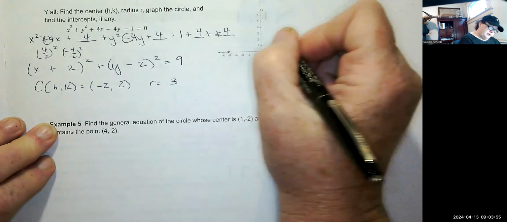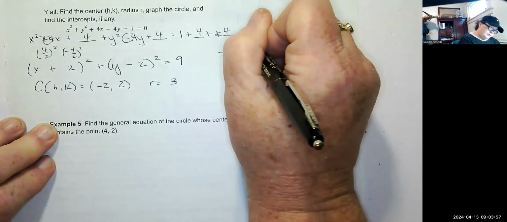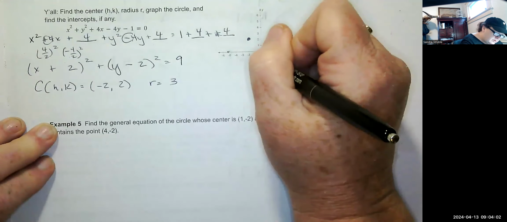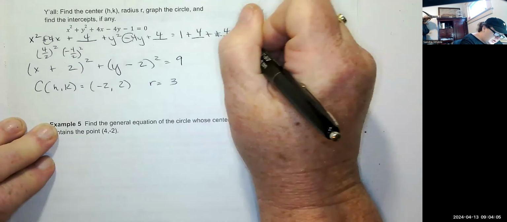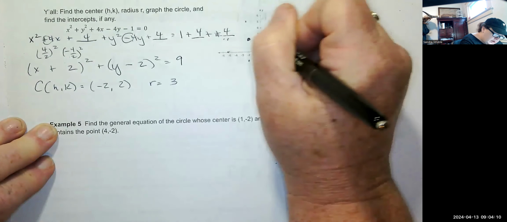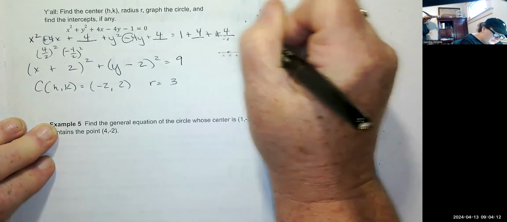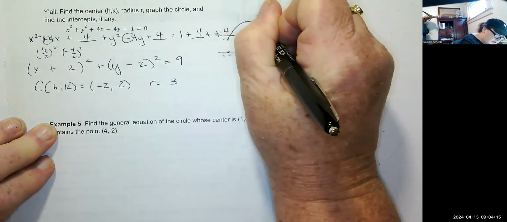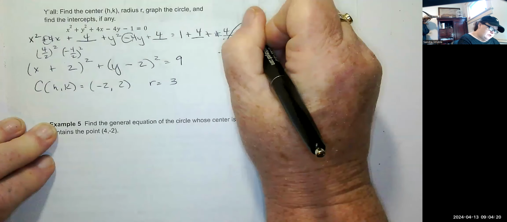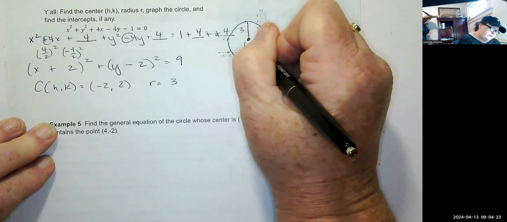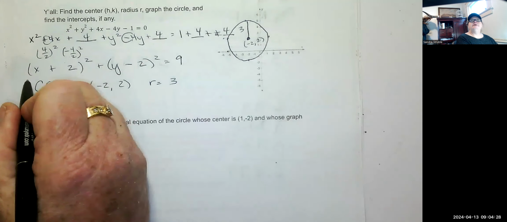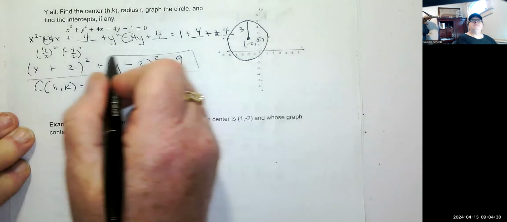To draw that, I'm going to go -2 and then up 2, place my center, and then a radius of 3. 1, 2, 3. It's a little bit tight. There we go. And then 1, 2, 3. That's about right. Okay. There we go. So radius of 3 and center of -2, 2. There's my circle. And there it is in standard form.